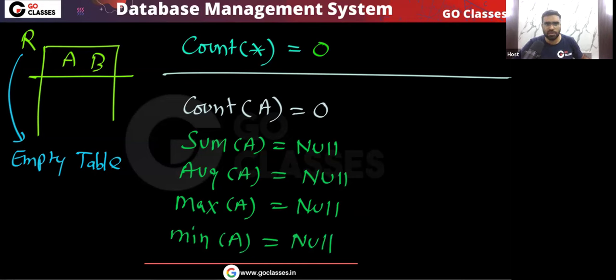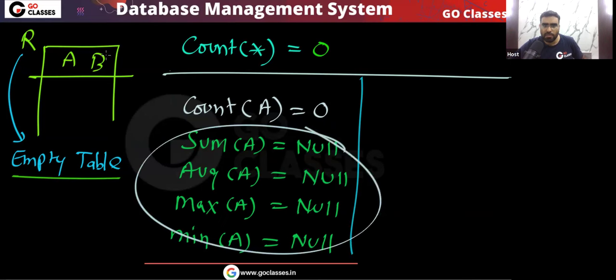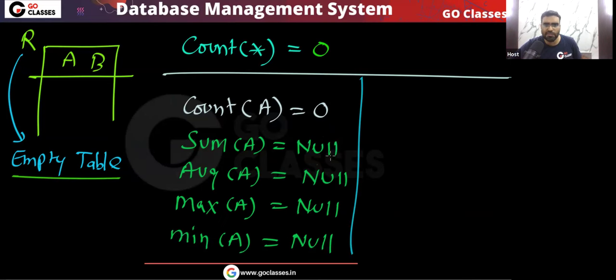Is this clear? So these are the rules. Remember, in case of an empty table, these are the rules. Is this clear? Very simple. Remember, when you have an empty table, count of A will be 0. But the remaining you can easily see they will be null.